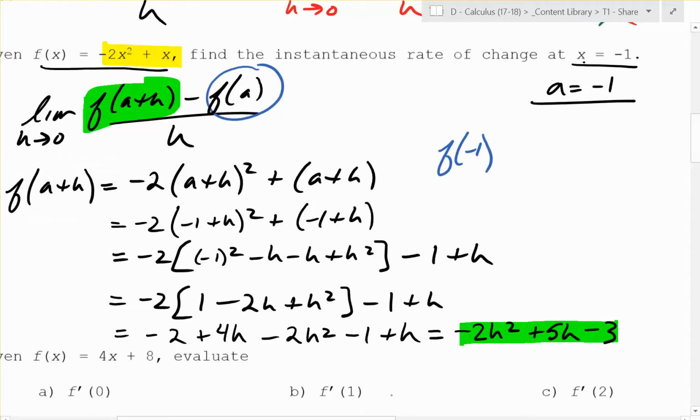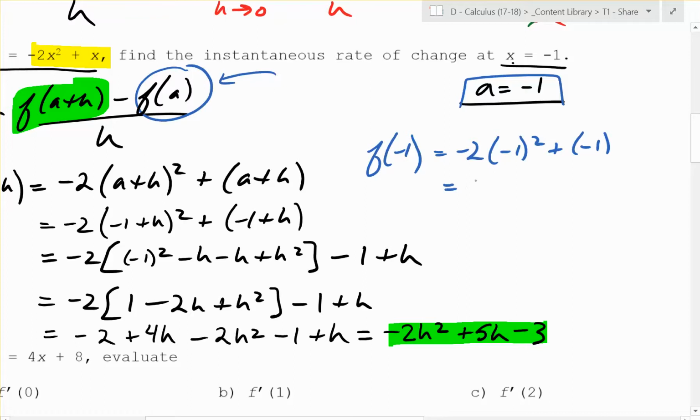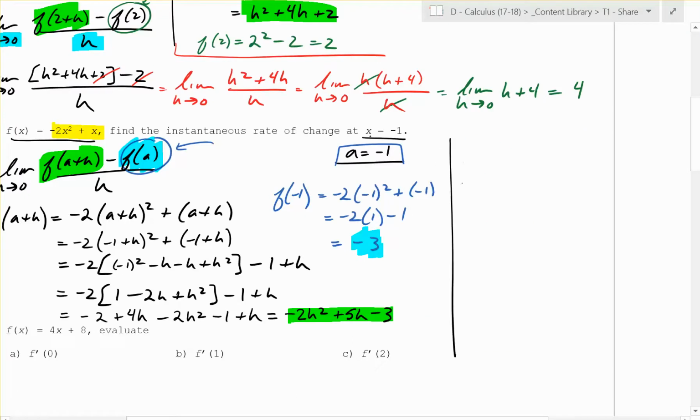Nice. Now we need to do f of -1 because a is -1, and we need to figure out that one. So that's going to be -2 times -1 squared plus -1. Making a positive negative sign error is really easy on this one. So you end up with minus 3.